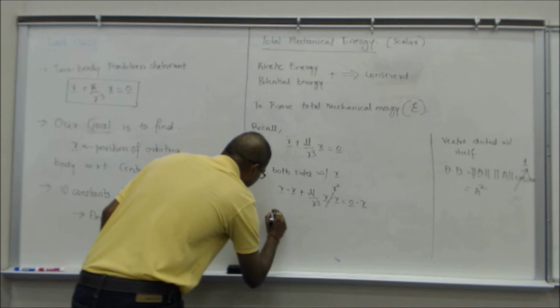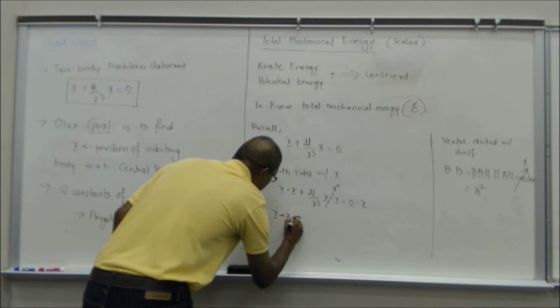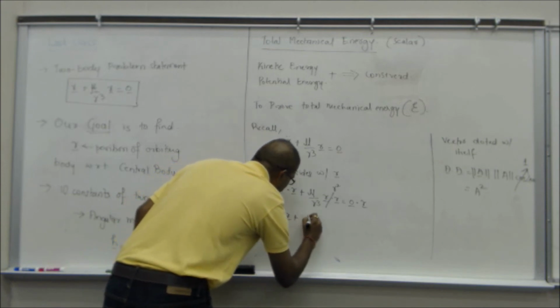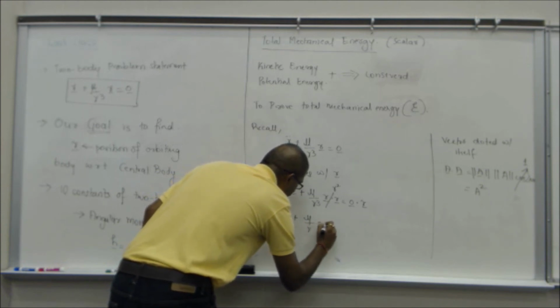You have R double dot dotted with R dot plus mu over R cubed R equal to 0.